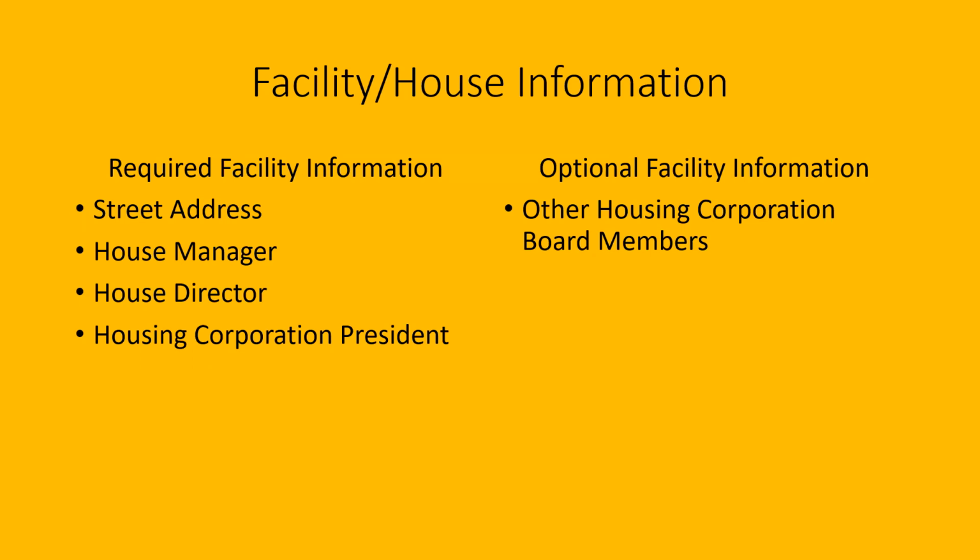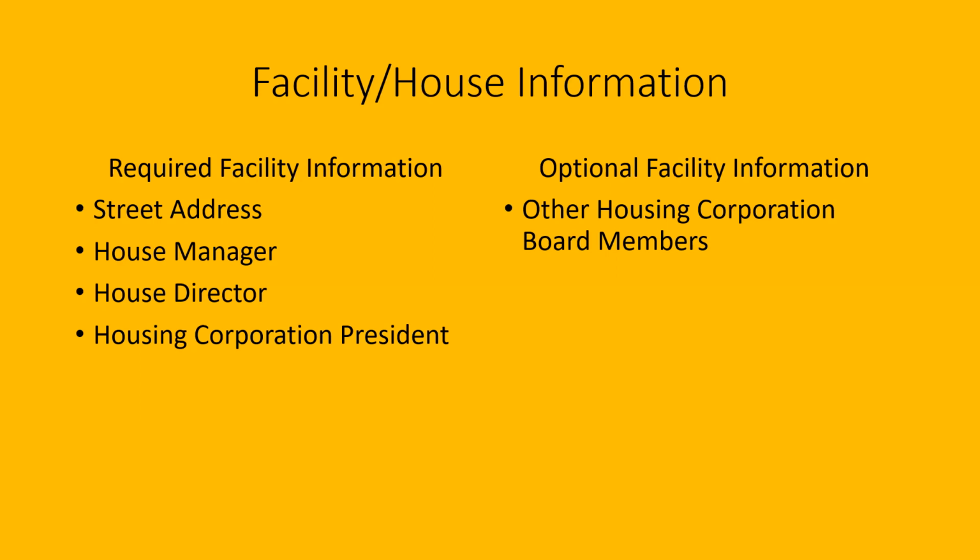If you say yes, we are going to ask for some information. We're going to ask for the street address. We're going to ask for the house manager, which is an undergraduate student. We're going to ask for the house director, which is typically an adult. It might be faculty and staff, might be somebody not affiliated with the university. And then we're going to ask about the housing corporation president.